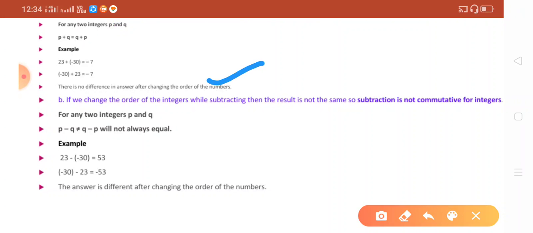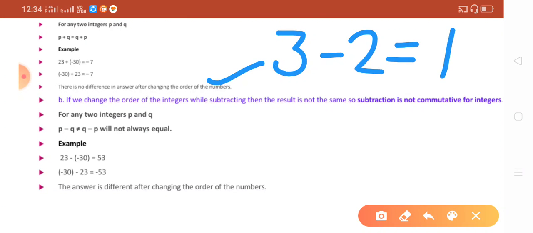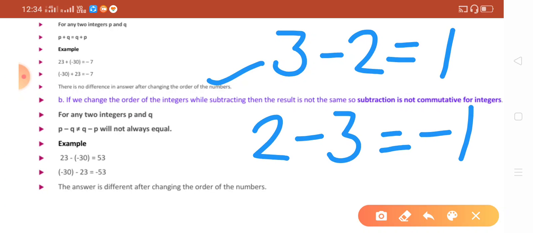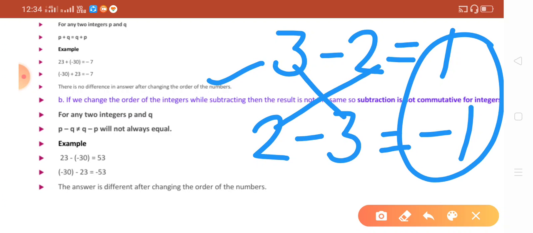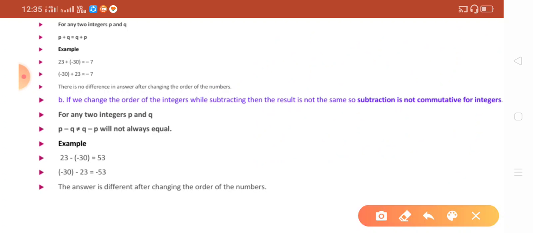But what happens when you subtract? For example, you will subtract 3 minus 2, answer is 1. But if you subtract 2 minus 3, answer is minus 1. Why? Because 3 is the greater number, and before 3 the sign is minus, so the answer is minus. When you interchange the values, the answer is different. 1 is not equal to minus 1, so the answer is different. So we can say that subtraction is not commutative for integers.